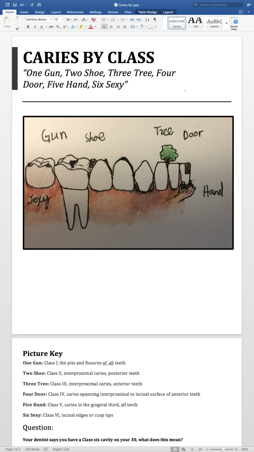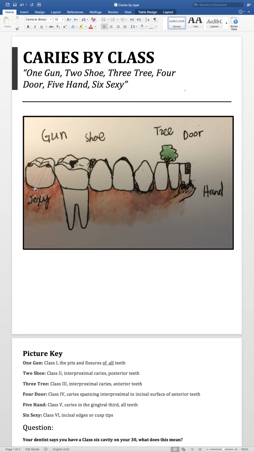We're going to just make some basic associations between the numbers and then visual associations. So we have 1 gun, 2 shoe, 3 tree, 4 door, 5 hand, and 6 sexy. So 1 gun, we have a gun on the pit or fissure of a tooth. 2 shoe, we have a shoe between teeth. 3 tree, we have a tree growing between anterior teeth. Maybe picture this as someone getting some of their salad or something stuck between the front or anterior teeth. We have 4 door, a door sitting on an anterior tooth.